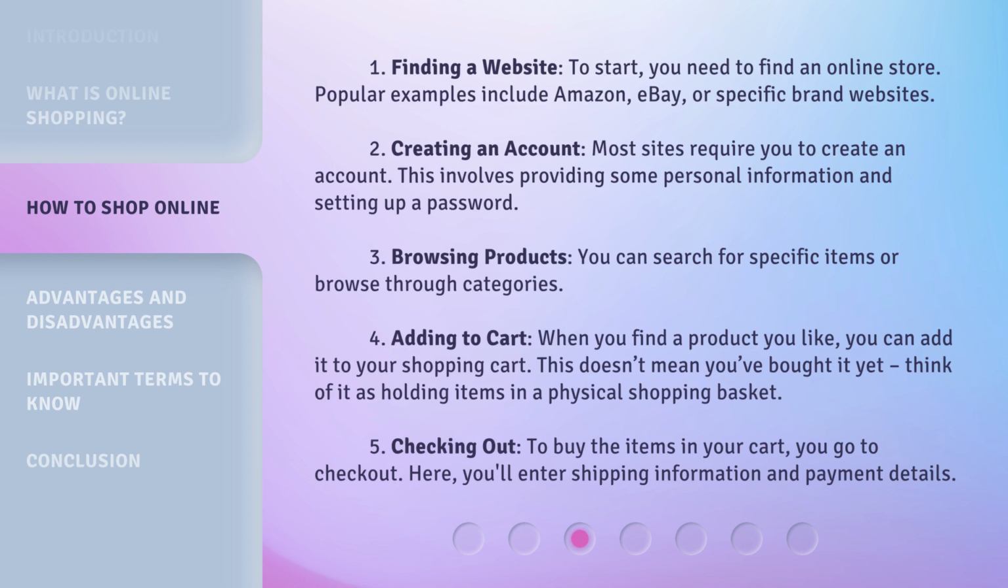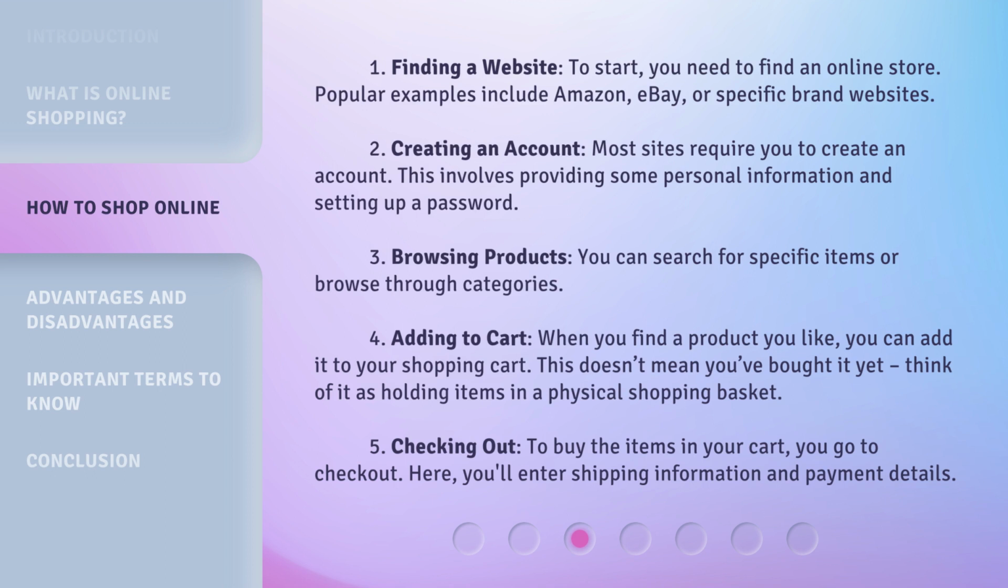3. Browsing products. You can search for specific items or browse through categories. 4. Adding to cart. When you find a product you like, you can add it to your shopping cart. This doesn't mean you've bought it yet. Think of it as holding items in a physical shopping basket.